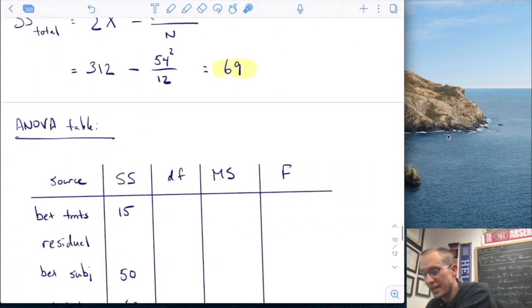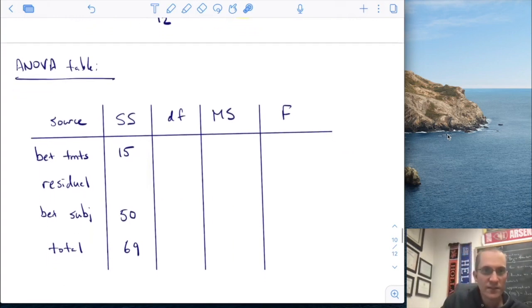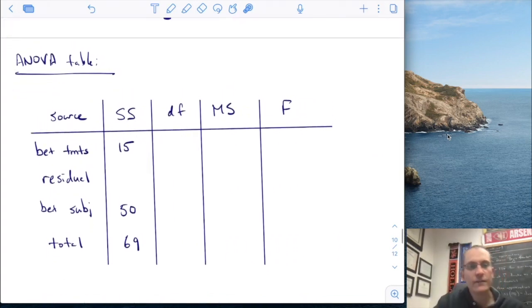So we work out the ANOVA table. I've gone ahead and translated these things into the ANOVA table. Okay. So the sum of squares between treatments is 15. The sum of squares between subjects is huge, right? It's 50, and then the total was 69. So what is the residual? Well, the residual is everything that's left over. So the total sum of squares is 69, and 50 plus 15 is 65, so that means that the residual sum of squares is just the remaining 4.